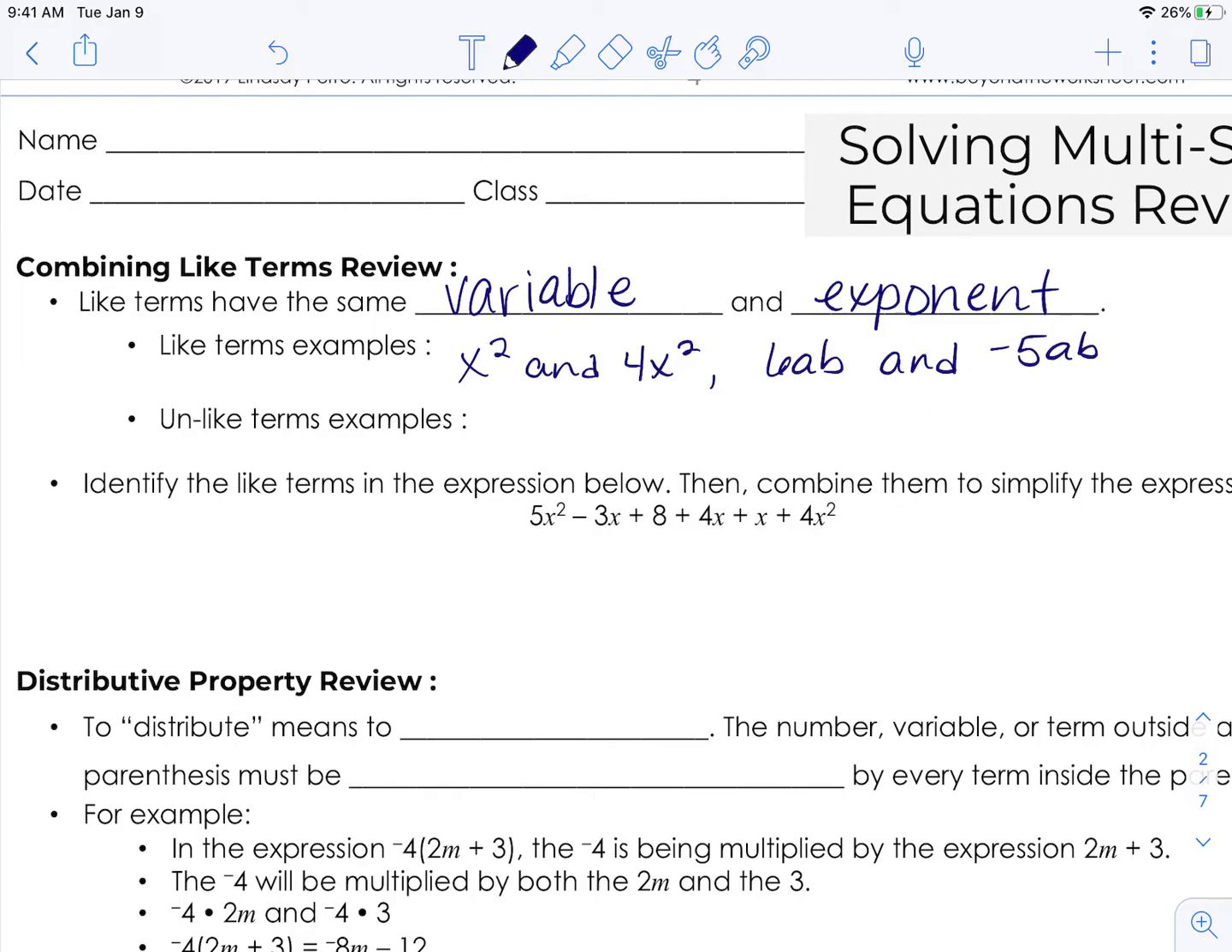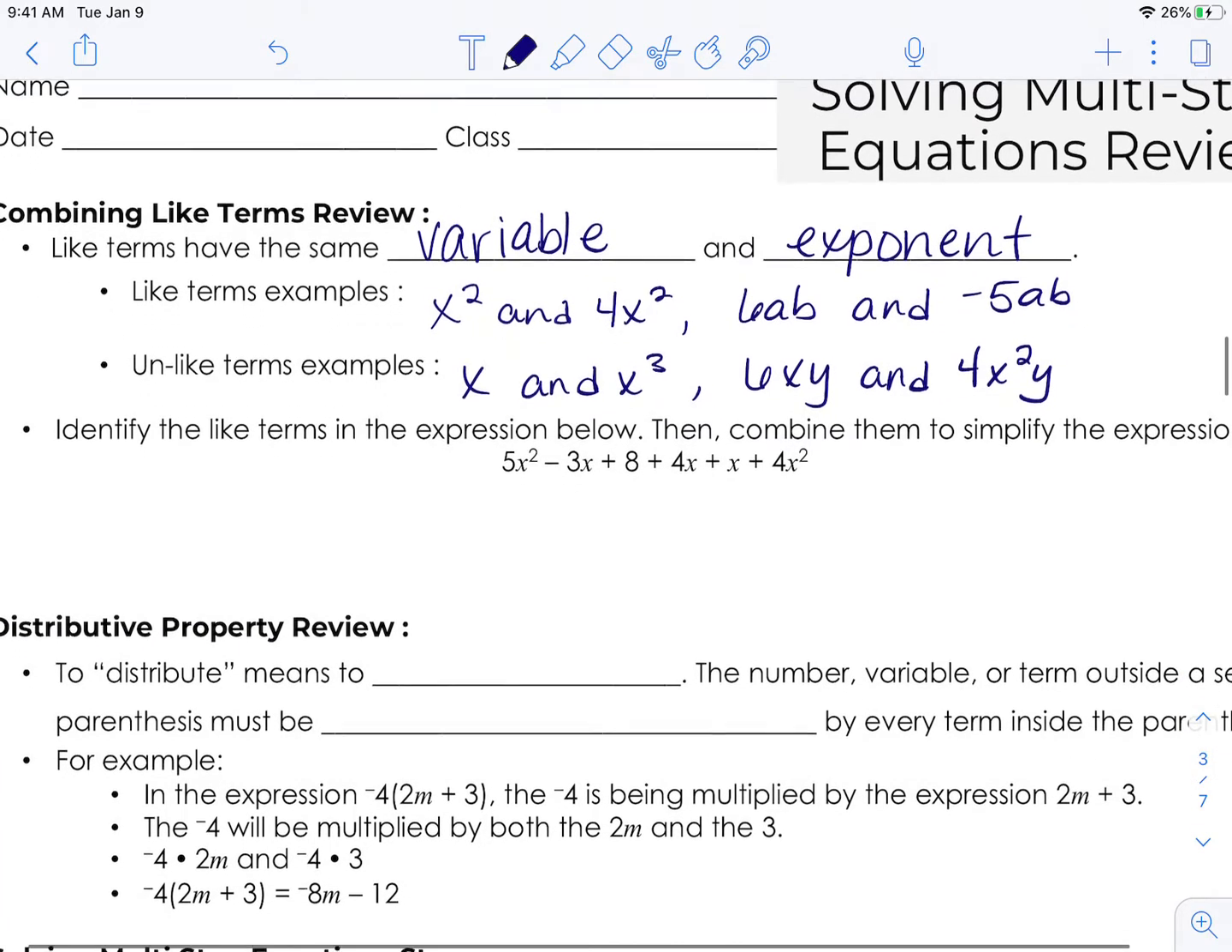What would not be considered like terms would be x and x to the third, because while they both have an x, the exponent is different. Something else that would not be considered like terms would be 6xy and 4x squared y. Because again, while they have those same variables there, they do not have the same exponents.